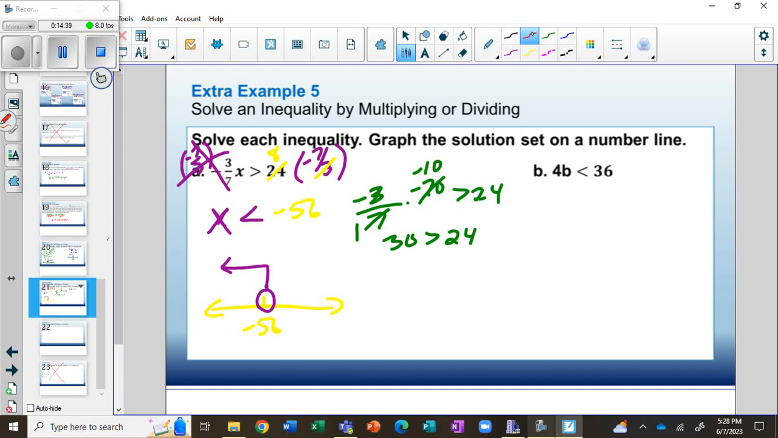Next, it's multiplied by 4, so divide by 4 to get b by itself. b would be less than 9. On a number line, it's just a less than, so open circle, and less than means to the left.